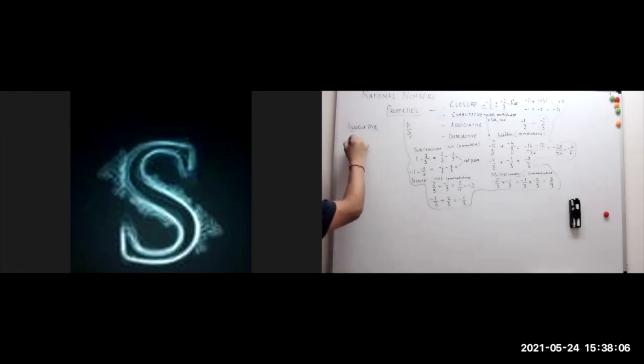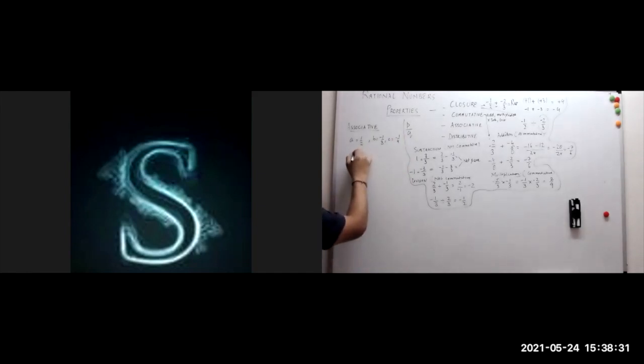So there are three numbers, which is A. A can be 1 over 2, it's a rational number. B can be negative 1 by 3, and C is minus 1 over 4. Okay. So this is what we have, three numbers.